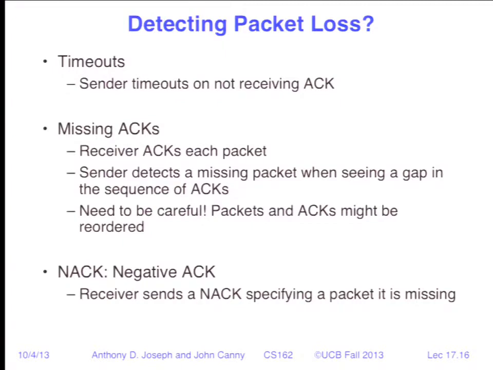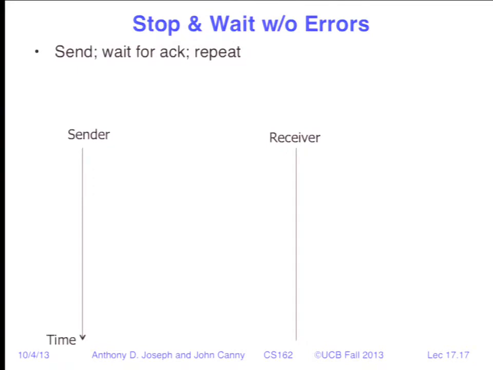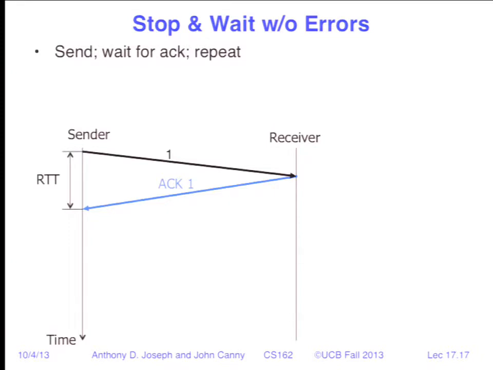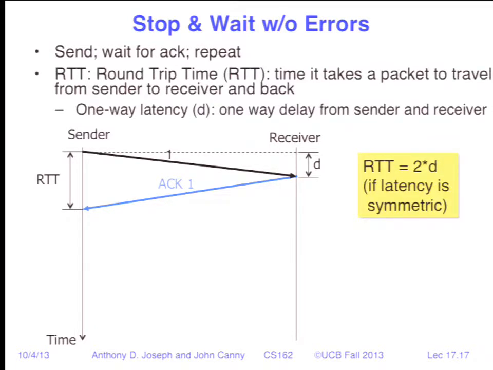So let's look at a very simple protocol to start. This is called stop and wait, and we'll look at it without any errors occurring. Very, very simple. The sender sends a packet, waits for an acknowledgment, and repeats. So the sender sends a packet, packet 1, to the receiver. The receiver sends back an acknowledgment. That takes a total time of one round trip time, where the one-way time is D. That's the delay. Assuming the network is symmetric, the round trip time is twice the one-way delay. Or you can think about it the other way around: if you measure the round trip time, the one-way delay is approximately half the round trip time.